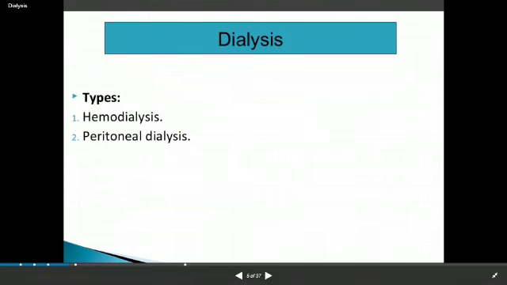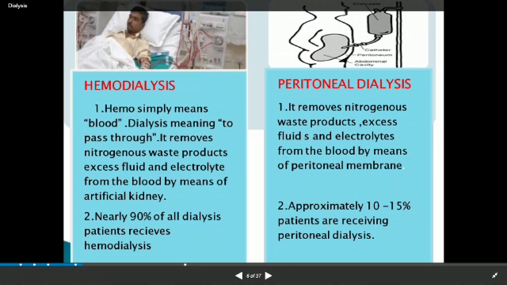Basically, there are two types of dialysis. These are known as hemodialysis and peritoneal dialysis. So we will discuss their processes one by one. Here in this figure, you're watching the main difference between the two types. First is hemodialysis. Hemo simply means blood, and dialysis means to pass through. So it removes nitrogenous waste products, excess fluid, and electrolytes from the blood by means of the artificial kidney. Nearly 90% of all dialysis patients receive hemodialysis.